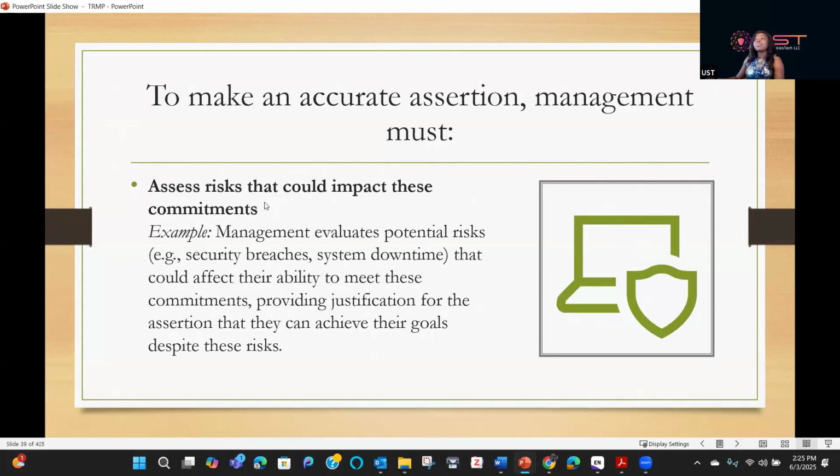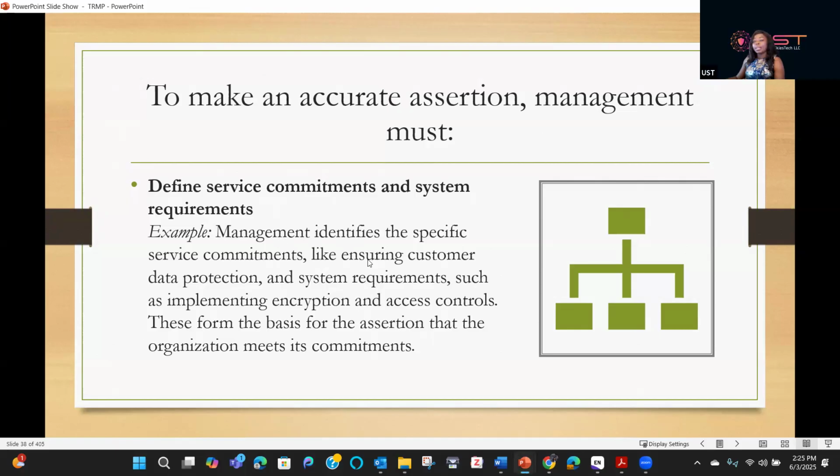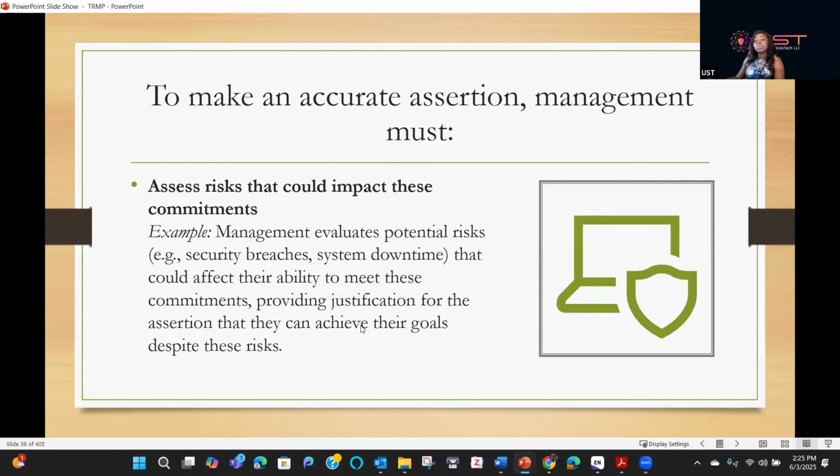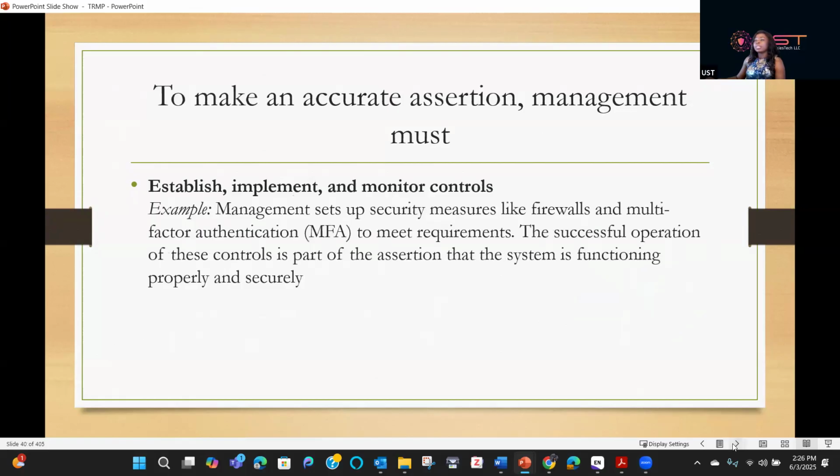Also, assess risks that will impact these commitments, right? Remember, the first one is to define the form of policy. Once you've defined that, you also need to assess your risks. Remember, we made mention of the risk register. I have not yet prepared videos. I know I'm holding a lot of videos for you all, risk registers, and even the OSR model and so many others. For example, management evaluates potential risks, say, security breaches, system downtime, that could affect their ability to meet these commitments, providing justification for the assertion that they can achieve their goals despite these risks, right? Do you see? So you definitely want to evaluate and assess the risks.